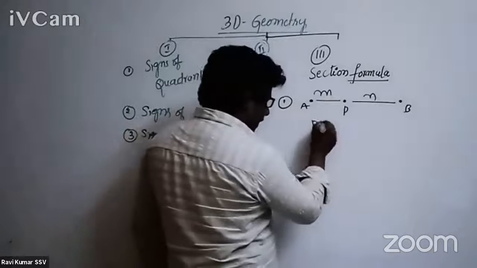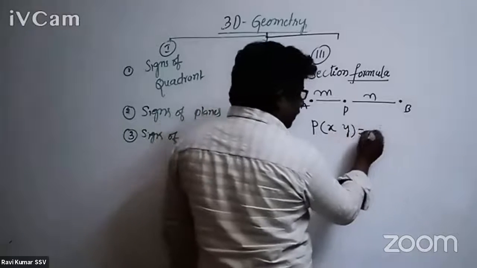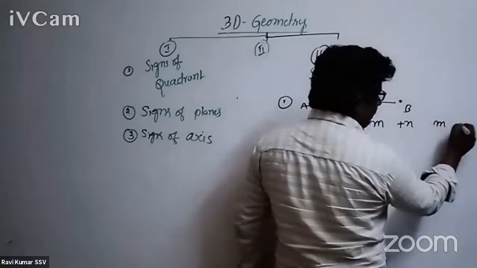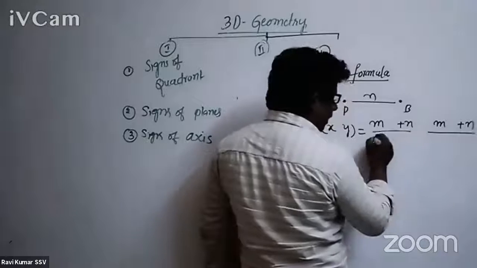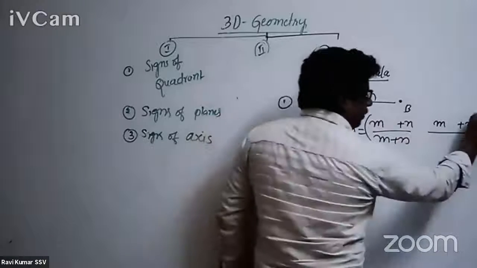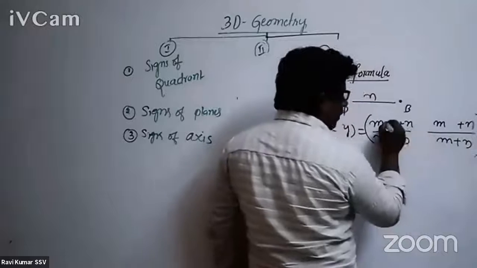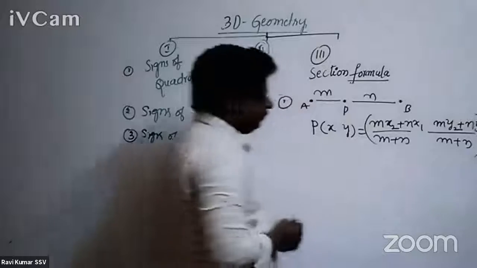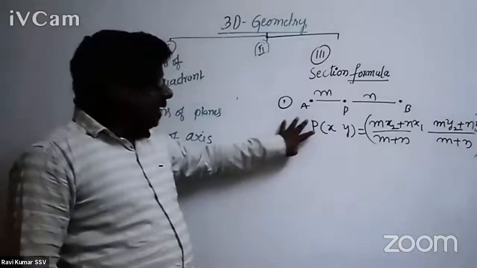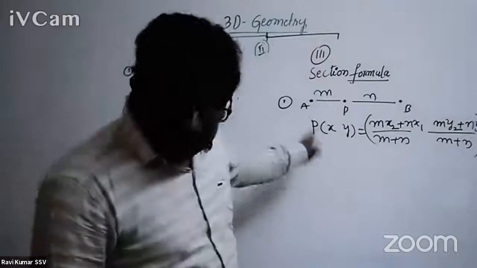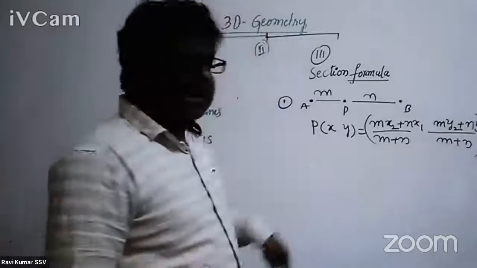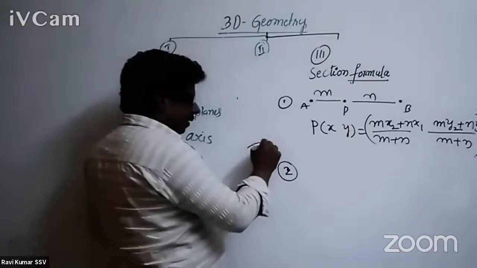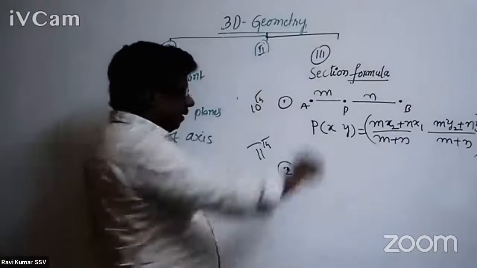Then what is the formula? P x comma y is equal to, easy way to write it, m plus n, and m plus n, by m plus n, m plus n. Here you have to write x2, this is x1, y2, and here y1. Okay? Now this is in 10th class. We studied this formula in 10th class. But this is in plus one, 11th standard, and this is in 10th.